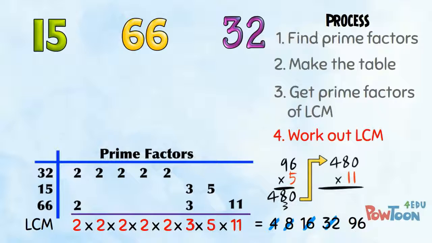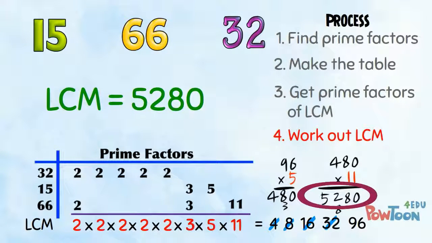Okay, another quick scribble. 11 times 0 is 0, 11 times 8 is 88, 11 times 4 is 44, add in the 8, that's 52, 5,280. There is the LCM of 15, 32 and 66, 5,280.